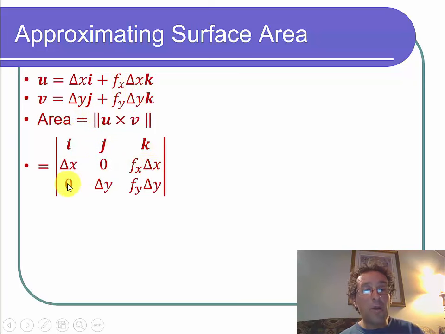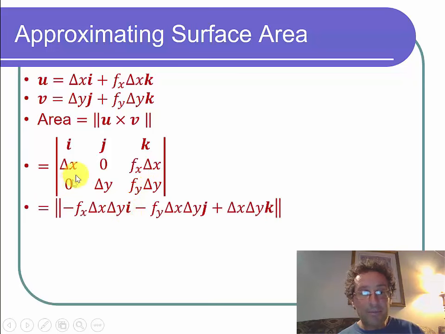And the third row consists of the components of v. The ith component is 0, the jth component is delta y, and the kth component is f sub y delta y. So now let's find the determinant of this matrix.